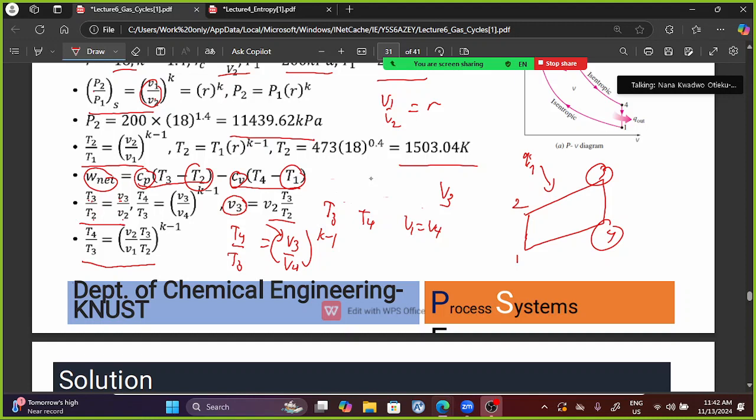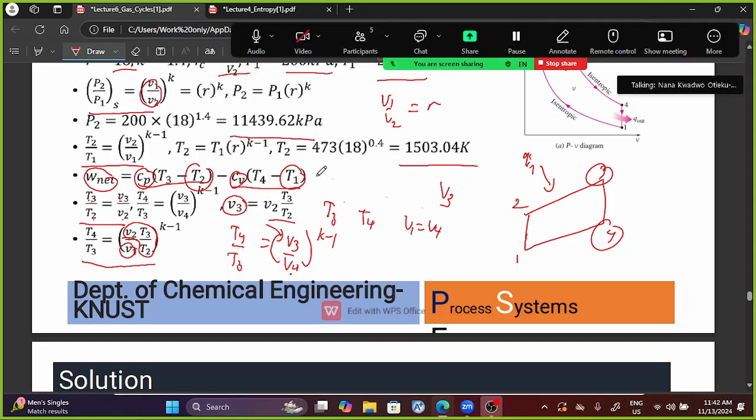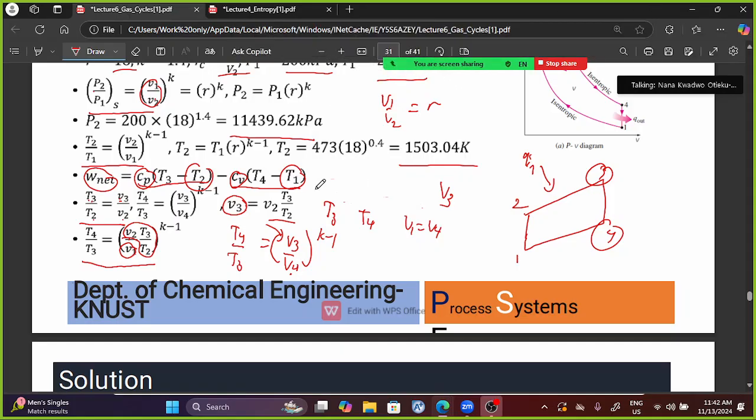So V3 now becomes V2 times T3 over T2, and then the V4 now becomes V1 down here, so that I can relate T4 and T3 to T3 and T2. So I just want to keep all my unknowns as minimal as possible. That's what we are just trying to do. We are keeping all our unknowns as small as possible. So if I have a relation that has other parameters and my unknowns are T3 and T4, I'll keep trying to relate everything to that T3 and T4, right? That's what we are trying to do by that.